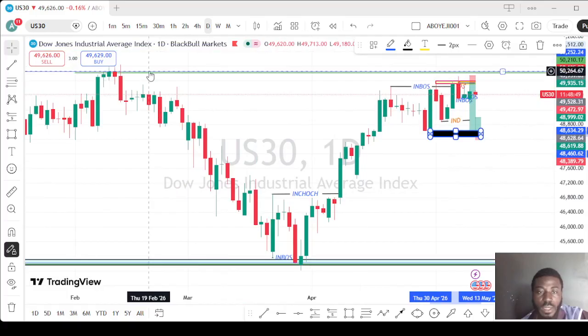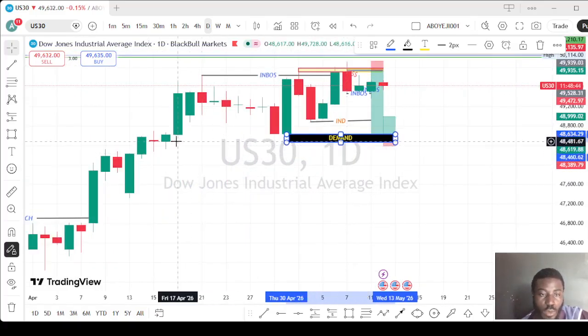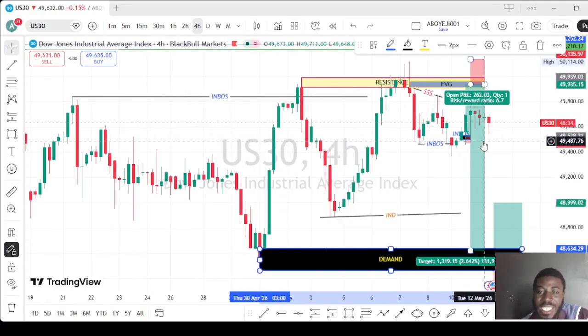I'm still expecting the market to break this structure because this is a supply here. This place has turned to support here. This is a previous demand, the market just mitigated it, and it has turned to support. So let's move to the 4 hour time frame, which is our analysis time frame.